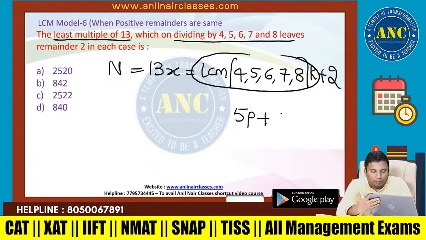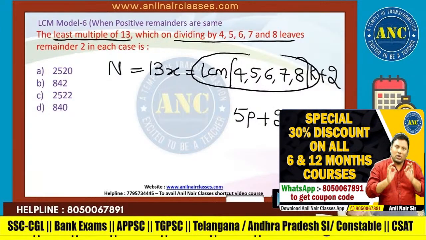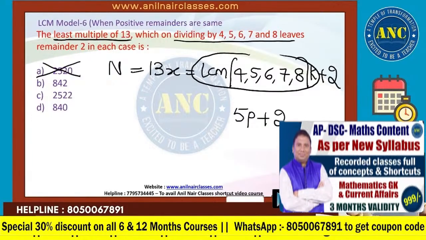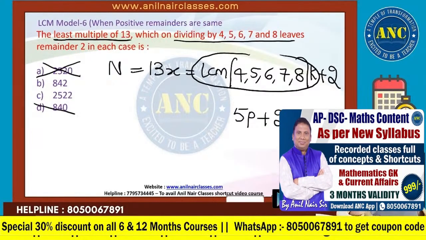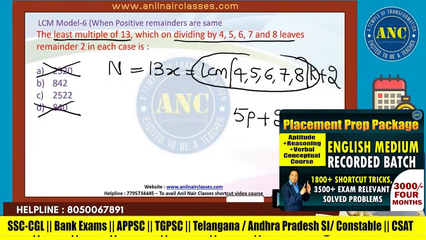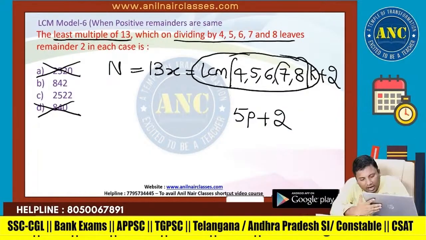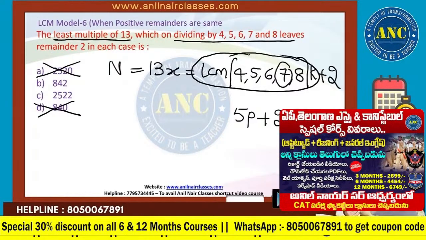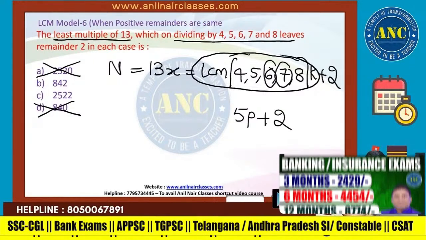5 into p plus 2. The answer, when divided by 5, should give a remainder 2. 20 is divisible by 5. 40 is divisible by 5. So this is out. Next one, this entire number, another composite number is 7 or 6 is derived from 3.